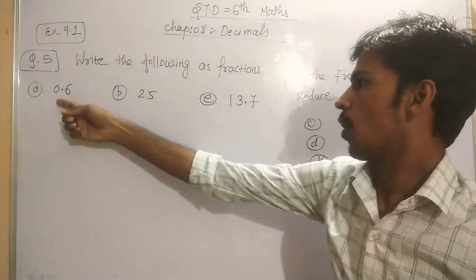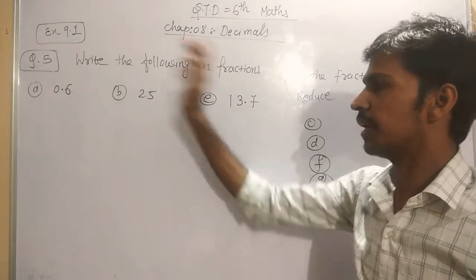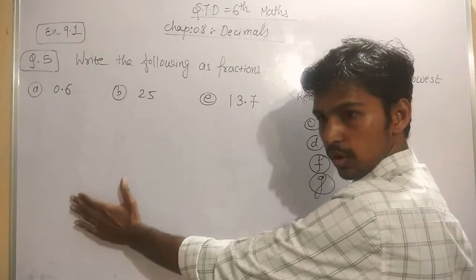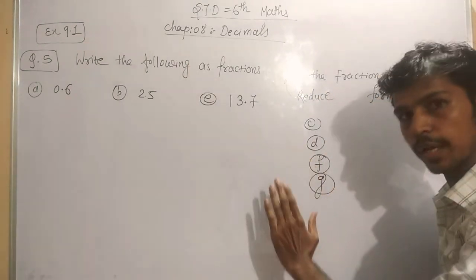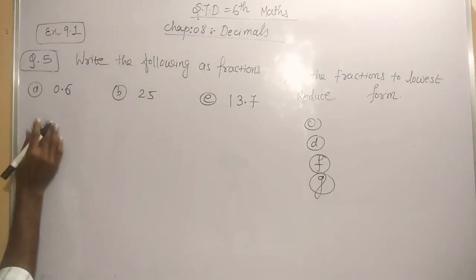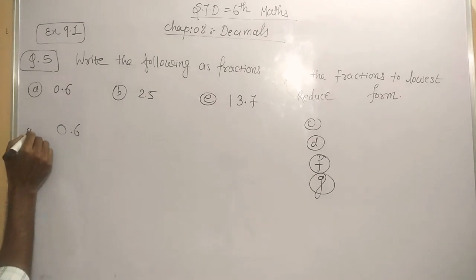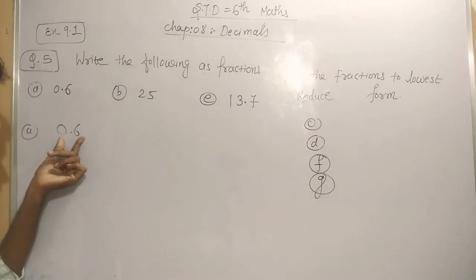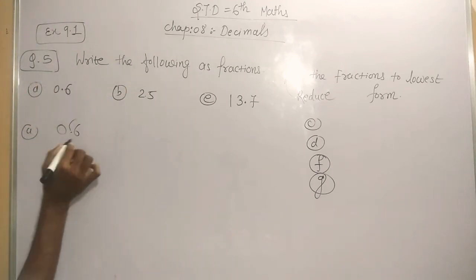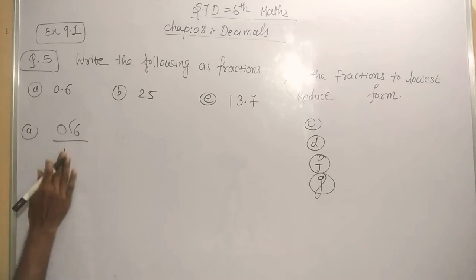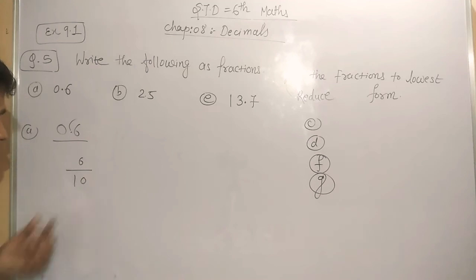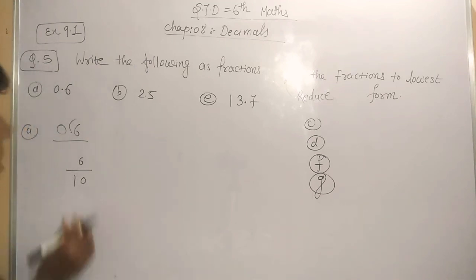Students, you can see all the numbers are in decimal form. We have to write first in fraction form, then reduce it. Okay, let us start. First sum is 0.6. Student, the number is in the form of decimal, so if I remove the decimal, then the denominator contains 10.